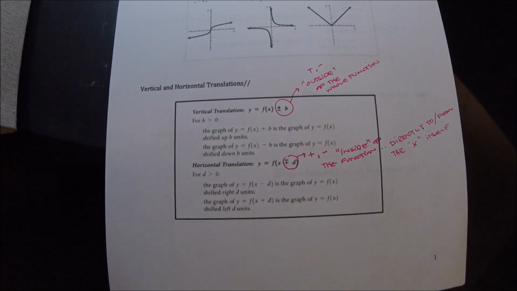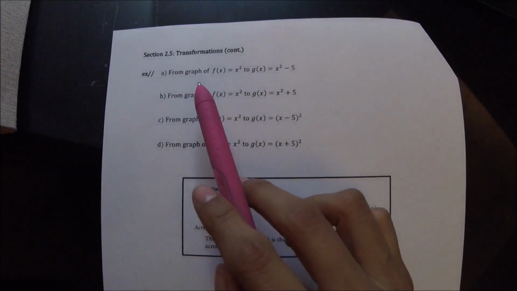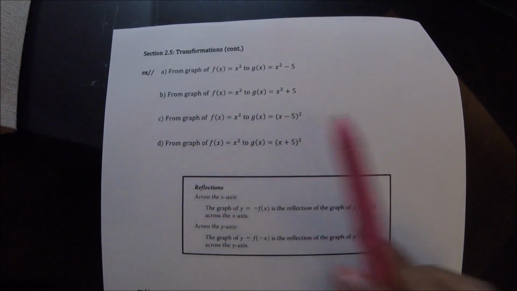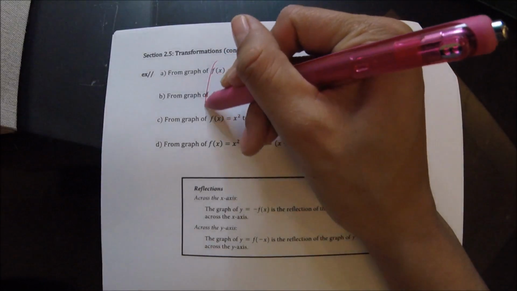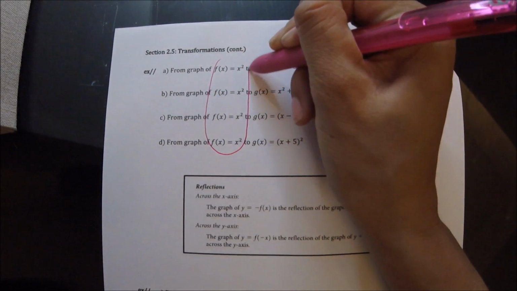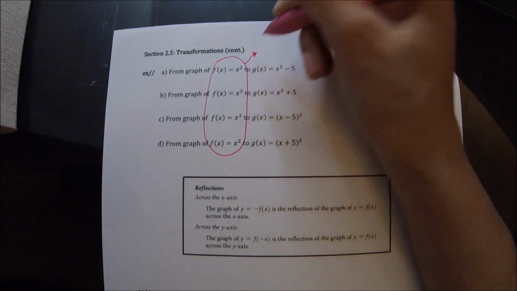We're going to practice identifying when it's going to be up or down or left or right. So now at the top of page 2, this example has 4 parts to it, and for each of the 4 parts we're starting with the graph of this same function, f of x equals x squared. So I'm just going to do a sketch of that function.